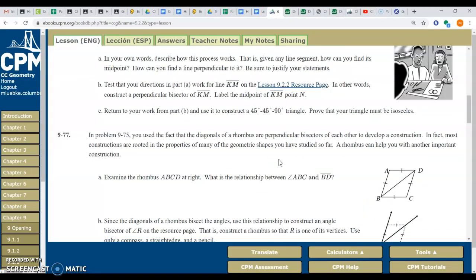Last one here, 9-77. So it says in problem 9-75, you used the facts that the diagonals of a rhombus are perpendicular bisectors of each other to develop a construction. In fact, most constructions are rooted in the properties of many of the geometric shapes you have studied so far. A rhombus can help you with another important construction. So they're going to have us examine this rhombus here at the right. And they're asking, what is the relationship between angle ABC and this line BD?